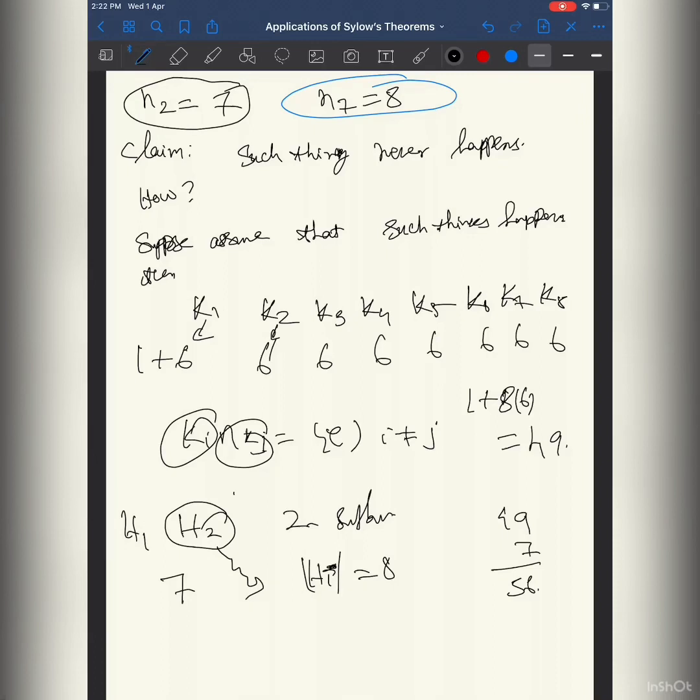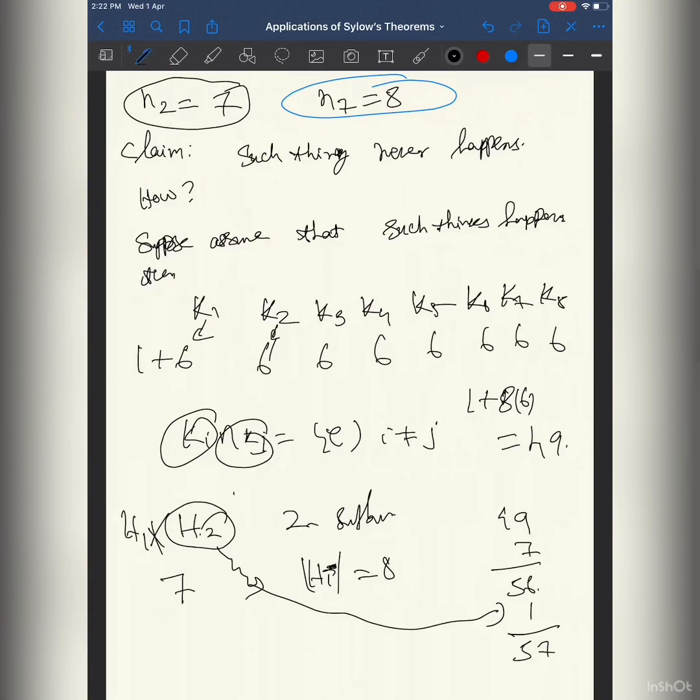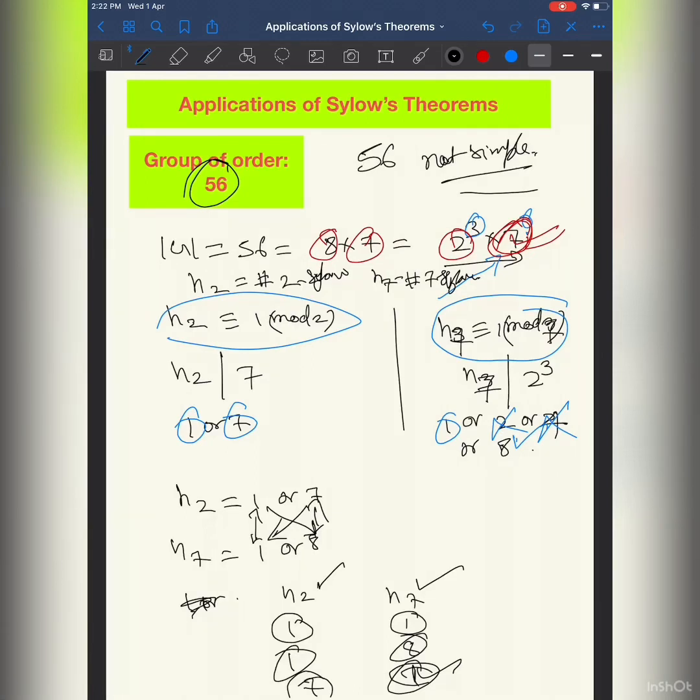But this is there, right? This has to give at least 1 more, because H1 is not equal to H2. This has to add at least 1 to this sum, so 57, which is not possible because we started with order 56. So this case is completely false. It is not possible, and only these 3 cases will happen, and hence the proof. This is not simple, because I proved at least one of the Sylow subgroups is normal.